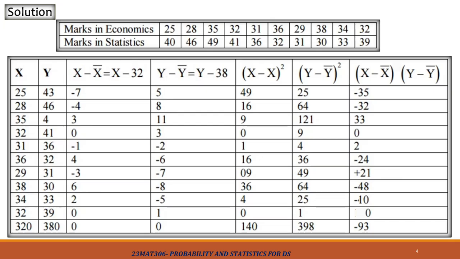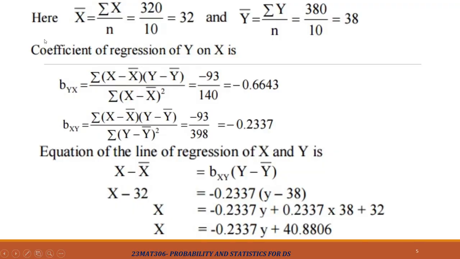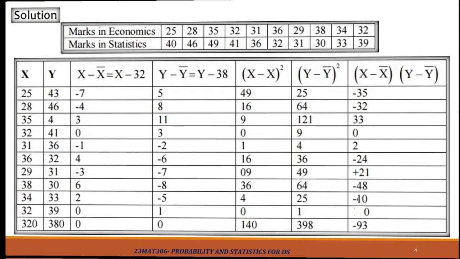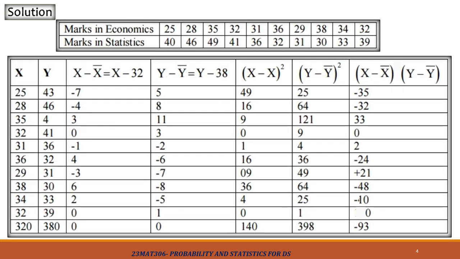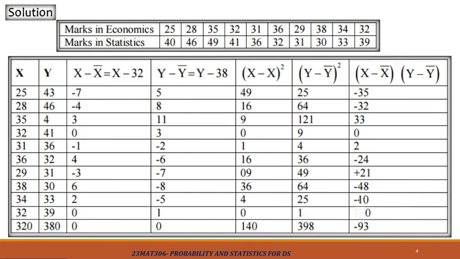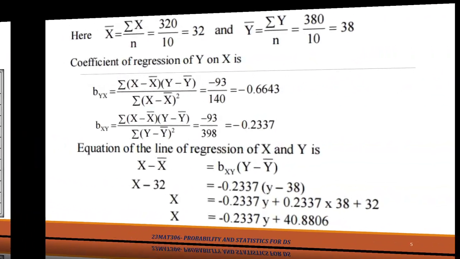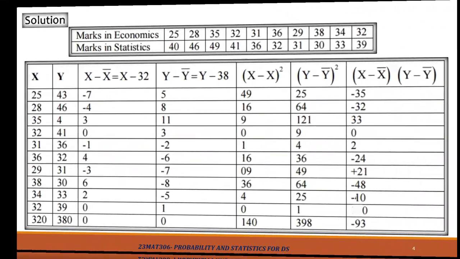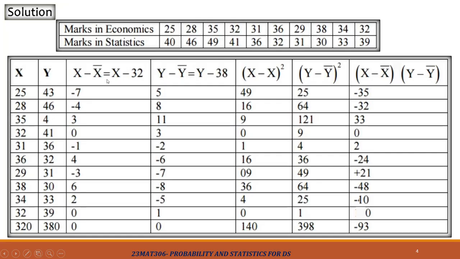Now, we are going to see the solution. We want the x minus x bar term in the LHS, right? Now we will calculate x minus x bar. X bar is 32, the average value. So we have to subtract this average from all the x values. Likewise, we have to find y minus y bar.